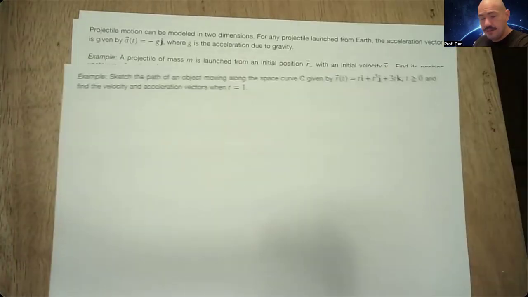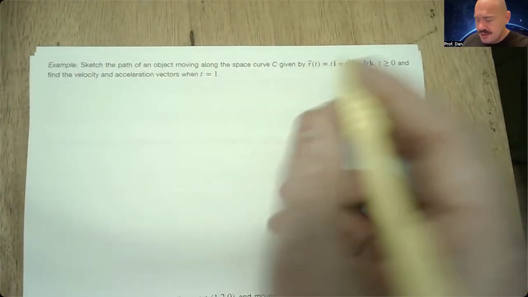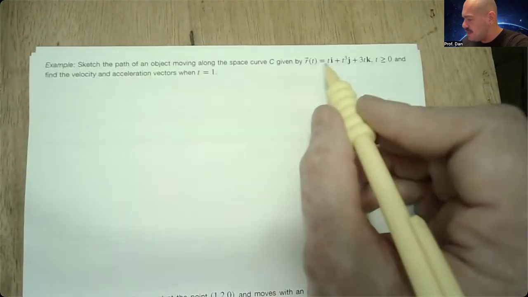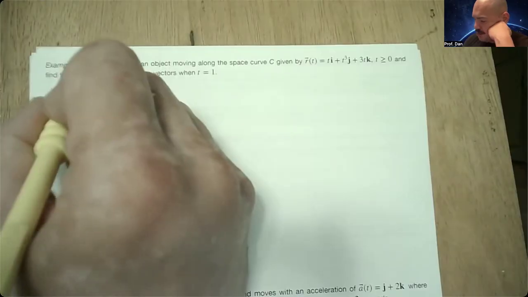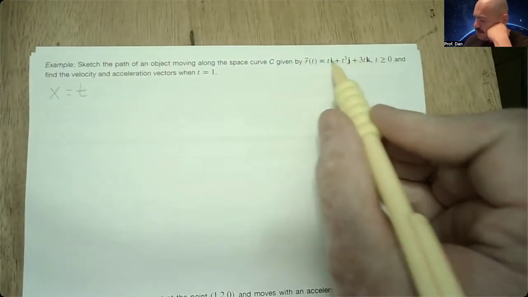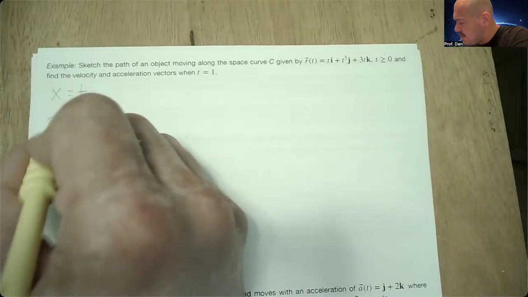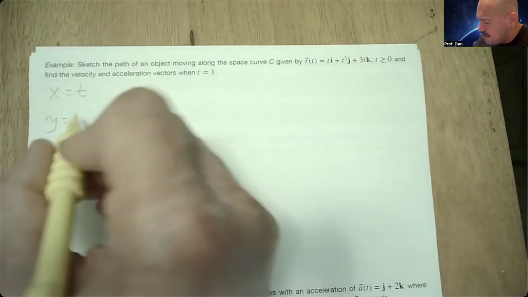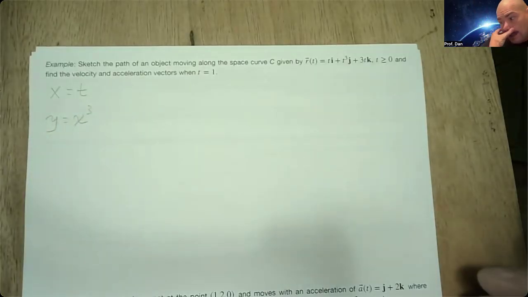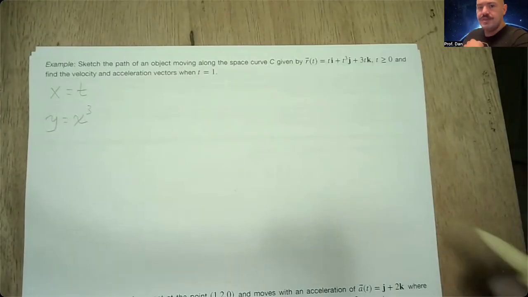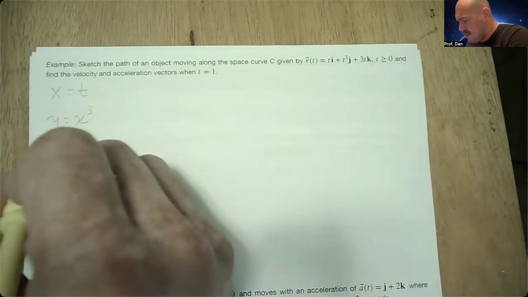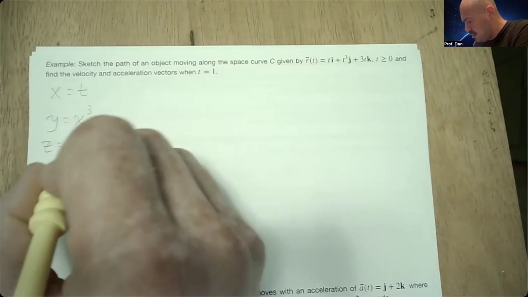And now we can go back to this one. All right, so first let's start off by sketching. We know that we can write our equations in terms of parametrics. So I know x, that's the i component, is equal to t, which means my y component is equal to t cubed, meaning y is equal to x cubed. And if I were to take it further, I could also say that z is equal to 3x.